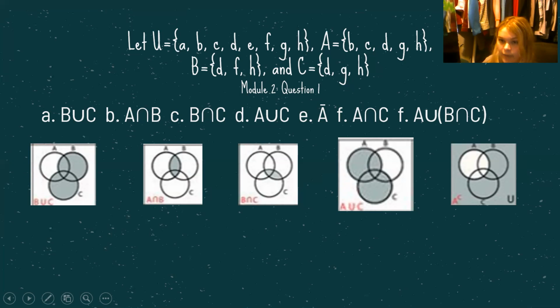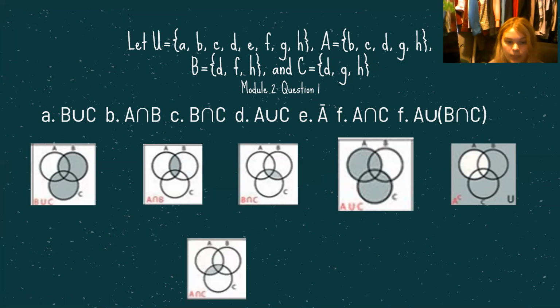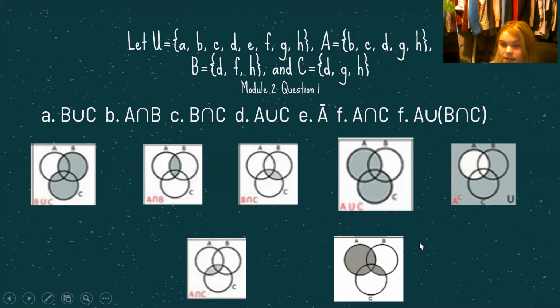For question F, it asks us to do A intersection C, which is all the things in common between A and C, which can be represented as so, because the only shaded area is the things in common between A and C. For the next part, we are going to have to use the distributive property here, because it is asking us for the union of A and B and A intersection C. So that can be represented as so, because it is the union of A and B and the intersection of A and C.